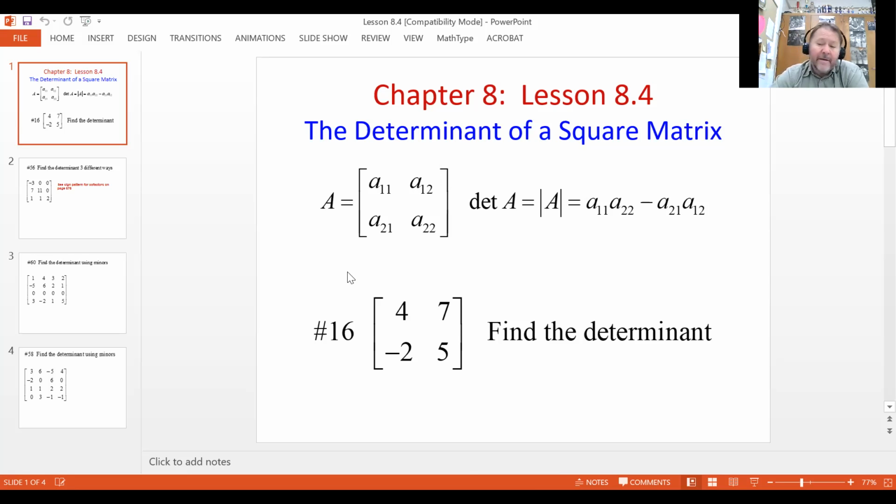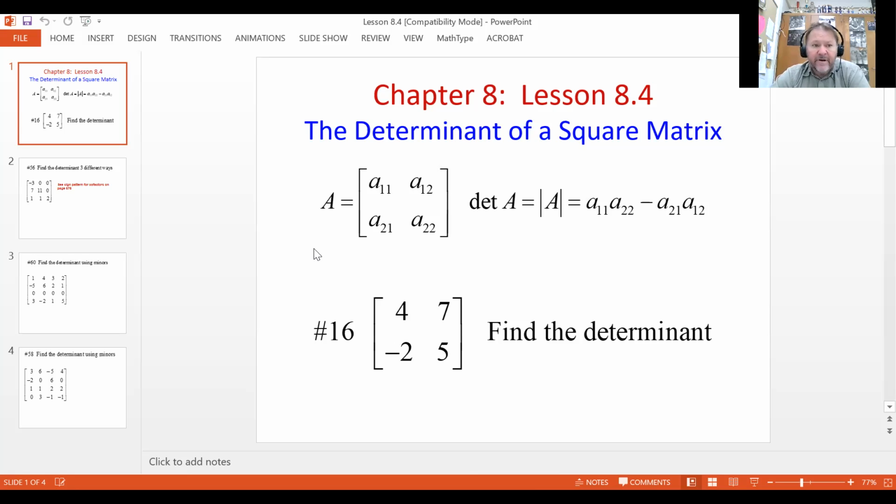I was going to get a piece of paper and do it, but I think we can just talk through it right here. So if I had to find the determinant of this matrix, it would be the product of those two numbers, 4 times 5, which is 20, minus the product of these two numbers, which is 7 times -2, which is -14. This is 20 minus -14. When you subtract a negative, it's like adding a positive. So this would be 20 plus 14, or 34. That's it. The determinant of this matrix is 34. Nothing to it. The product of these minus the product of those. So that's a 2 by 2.